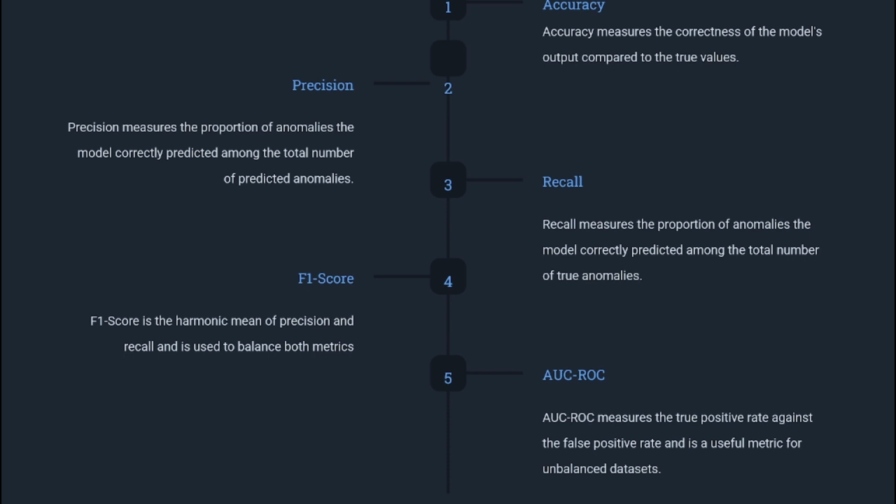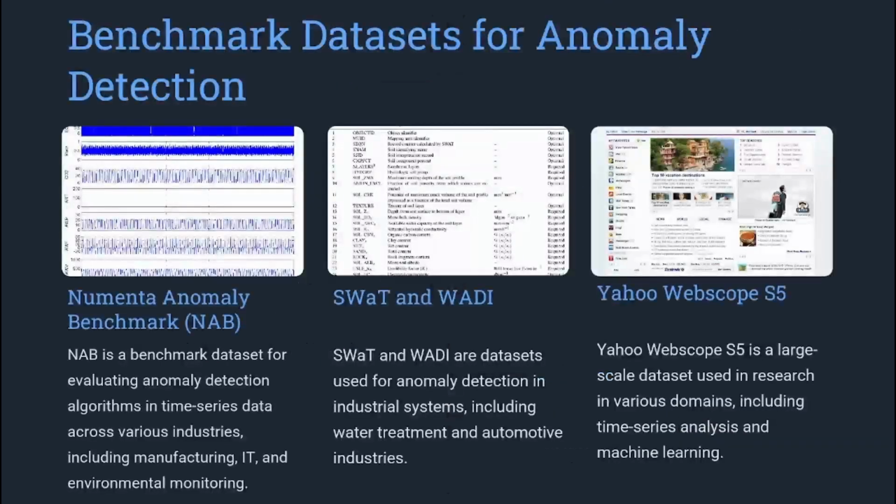Then we can use recall. Recall measures the proportion of anomalies the model correctly predicted among the total number of true anomalies. You can use F1 score. F1 score is the harmonic mean of precision and recall and is used to balance both metrics. We can also use AUC and ROC curves. AUC and ROC measure the true positive rate against the false positive rate and are useful metrics for unbalanced datasets.